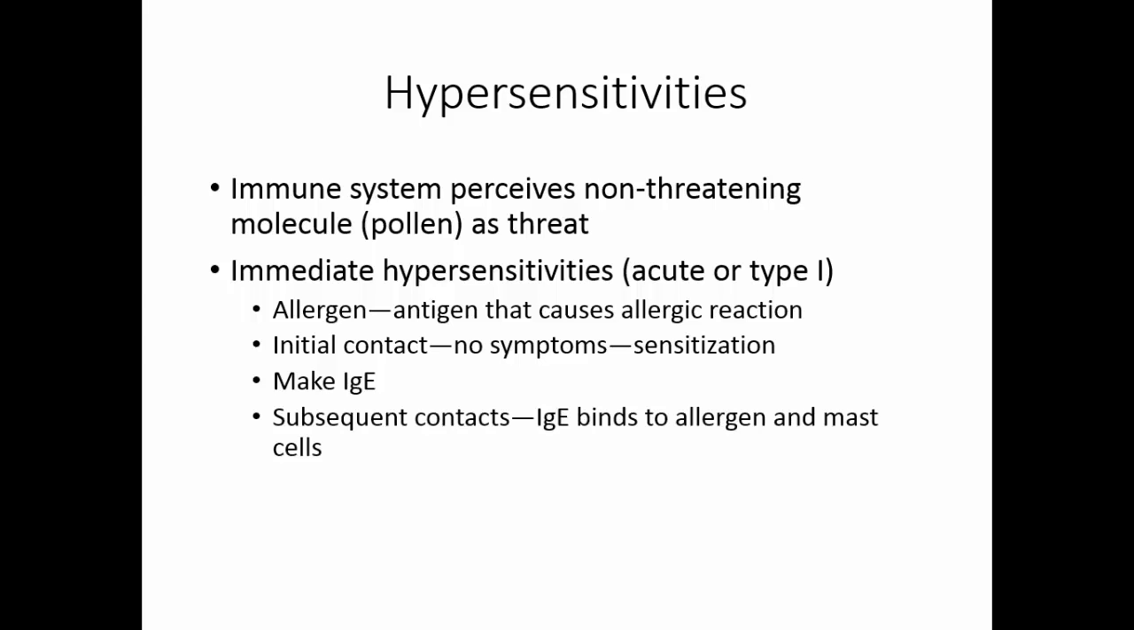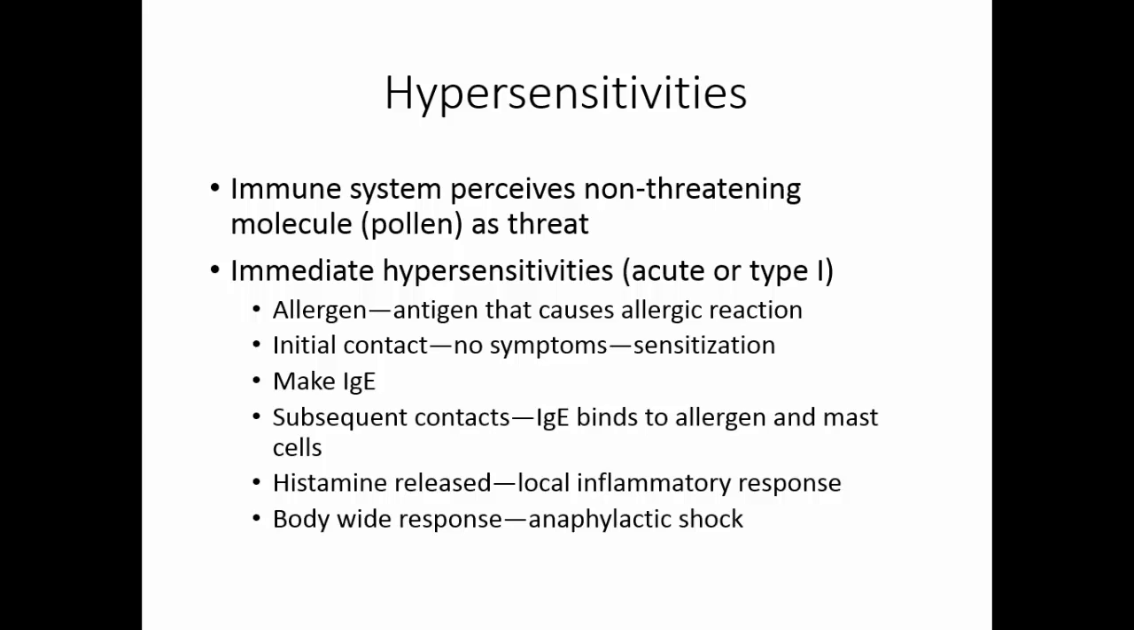The next time you're in contact with this allergen, the IgE binds the allergen. They're already bound to the mast cells, so histamine is released and you get that local inflammatory response. If the allergen for some reason is traveling in your body, you can get a body-wide response. It's called anaphylactic shock.